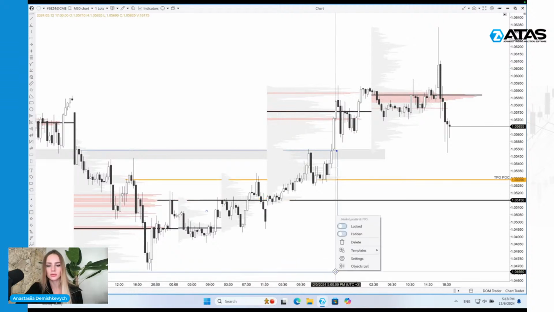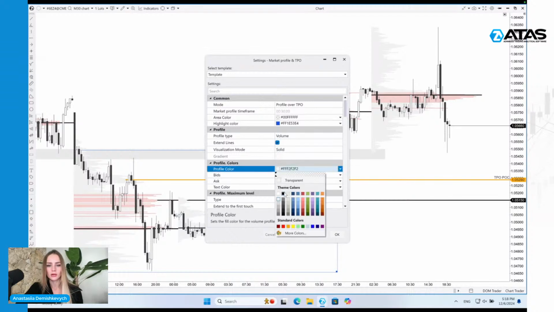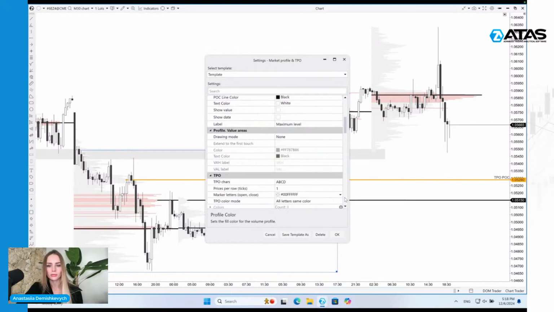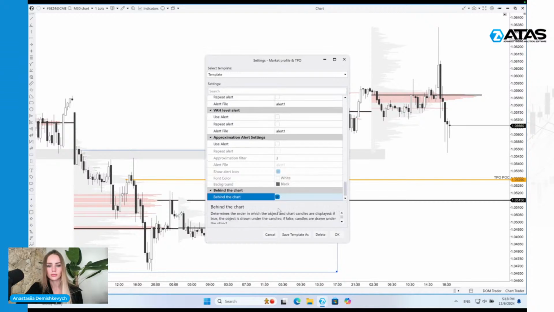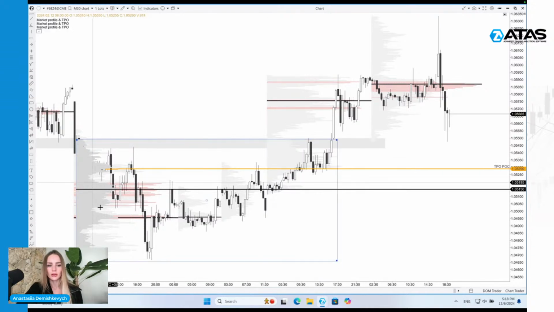One moment. I'm going to enable color. There we go. Right, we will see that right above it, at the top of this consolidation zone, we had the TPO point of control.